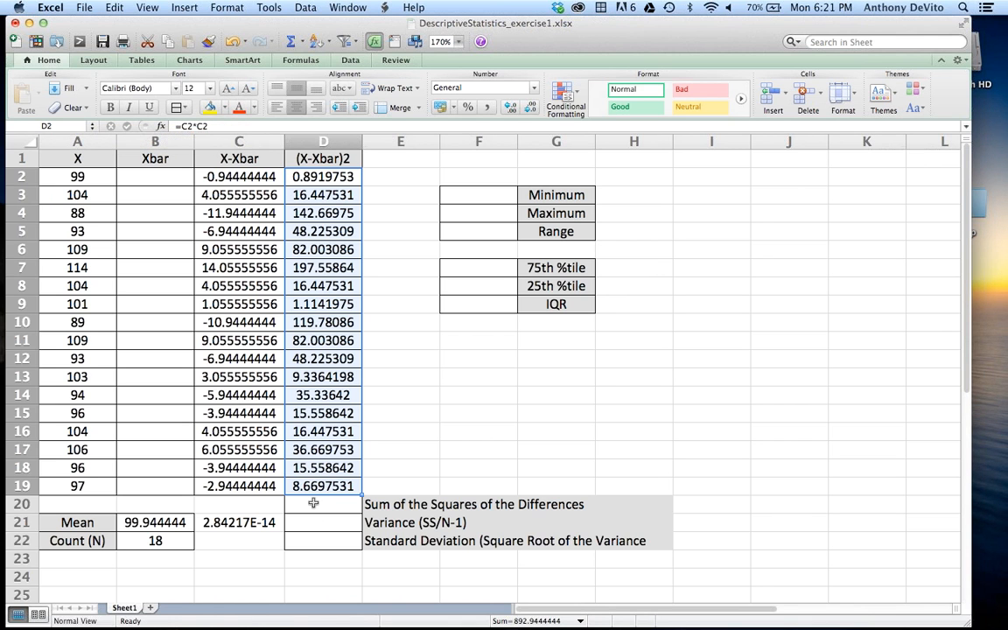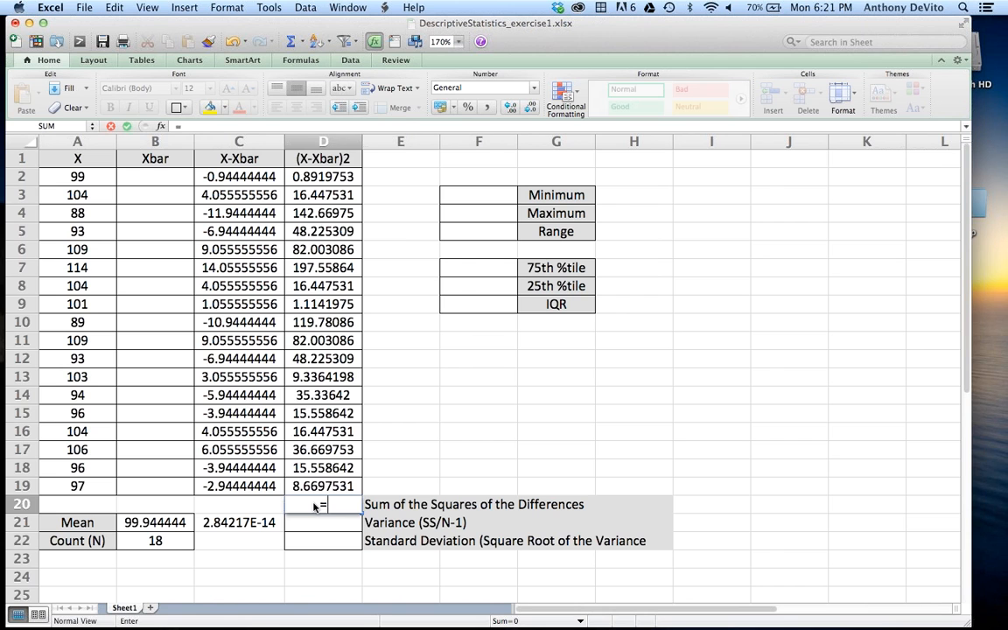Then I'm going to go down here at the bottom. I'm going to add all those numbers together. Sum, parentheses, I'm going to add all of those numbers together. Okay, the sum is 892.